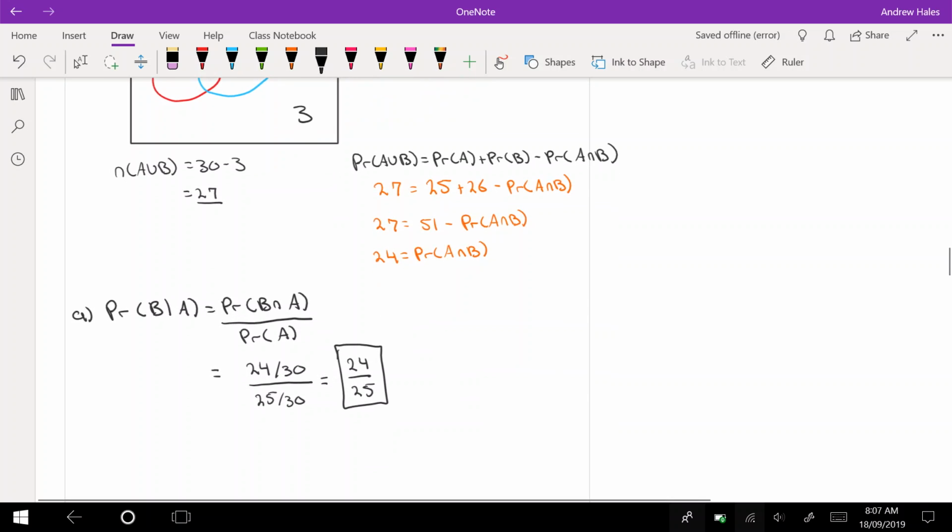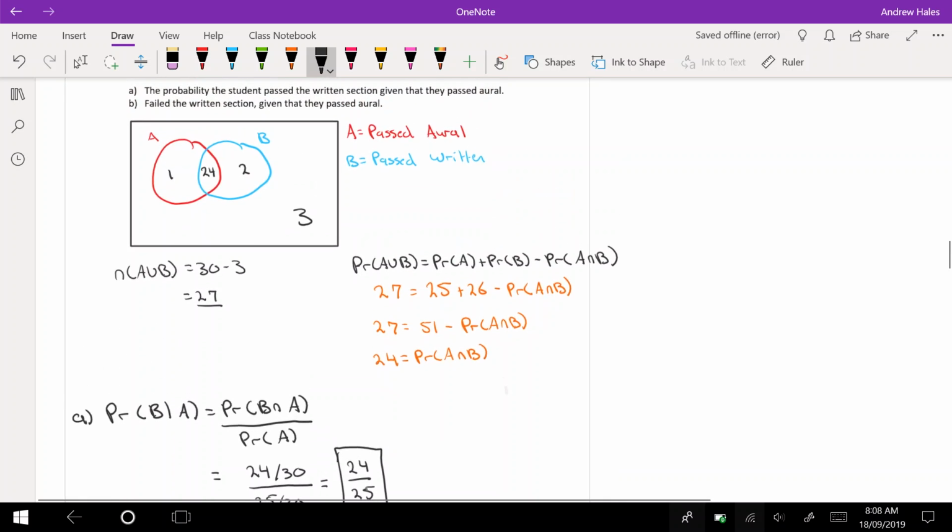Now for the second part of my question. What's the probability that they failed the written section, given that they passed oral? Okay, well, the probability that they passed the written section was B. Well, B complement is that they failed the written. So we want to find the probability of B complement, given that they passed oral. So that's A again. Which means we want to find the probability of B complement intersection A over the probability of A again.